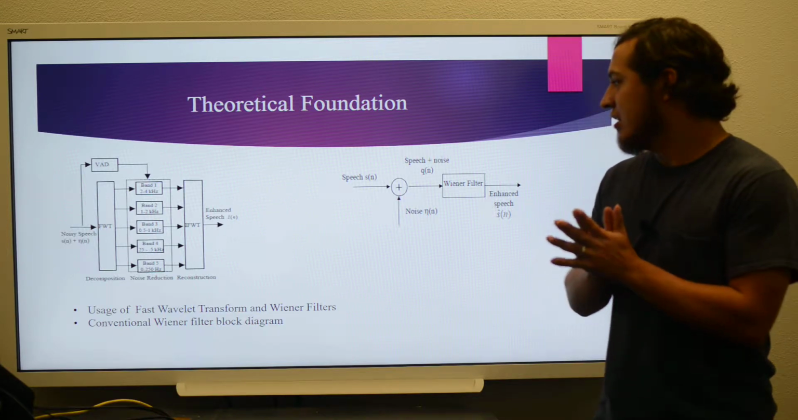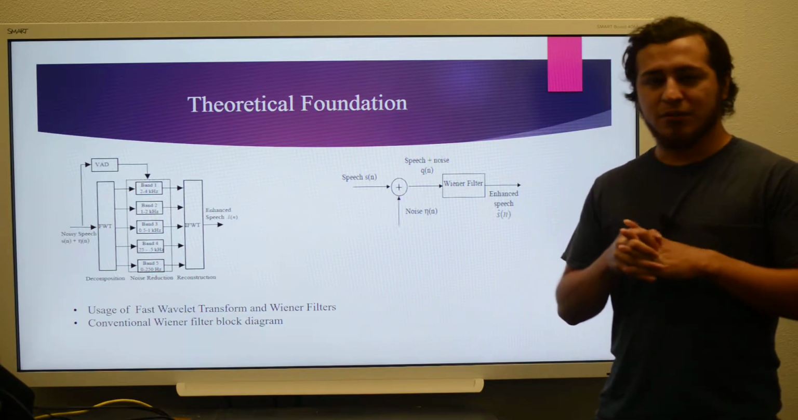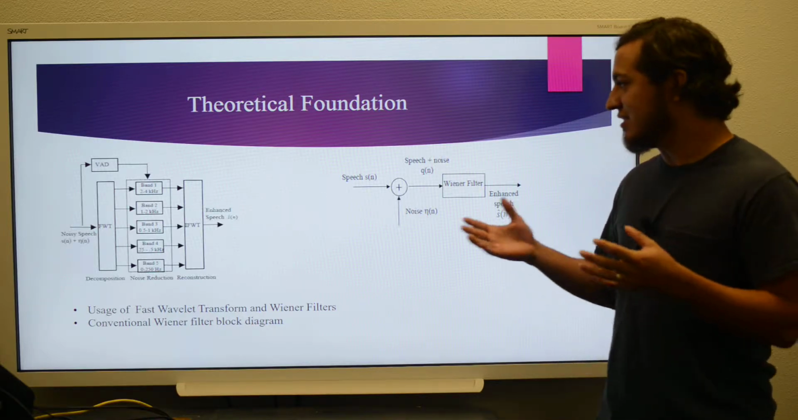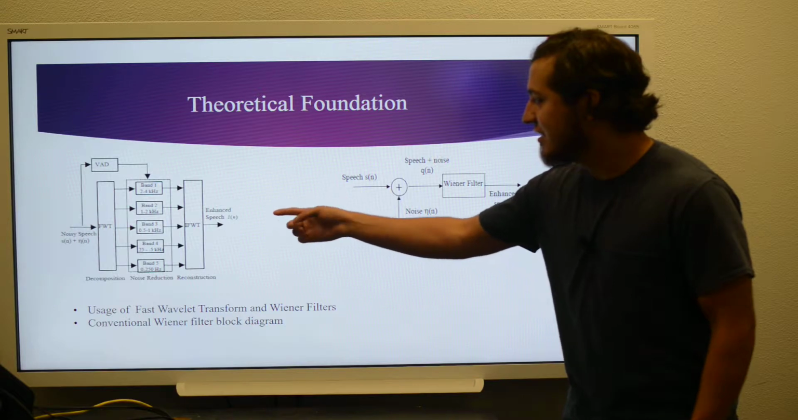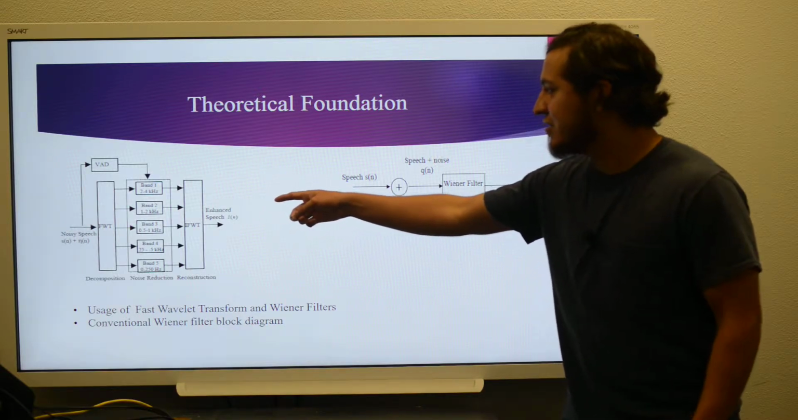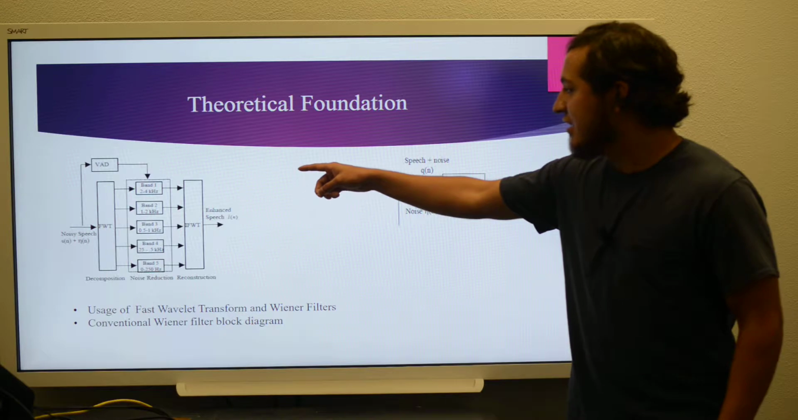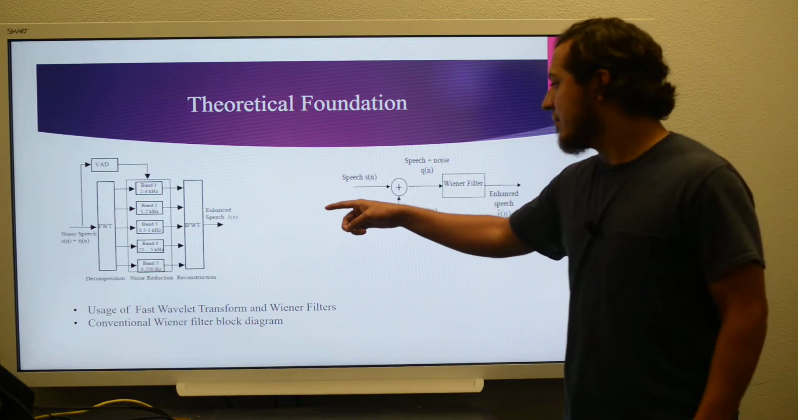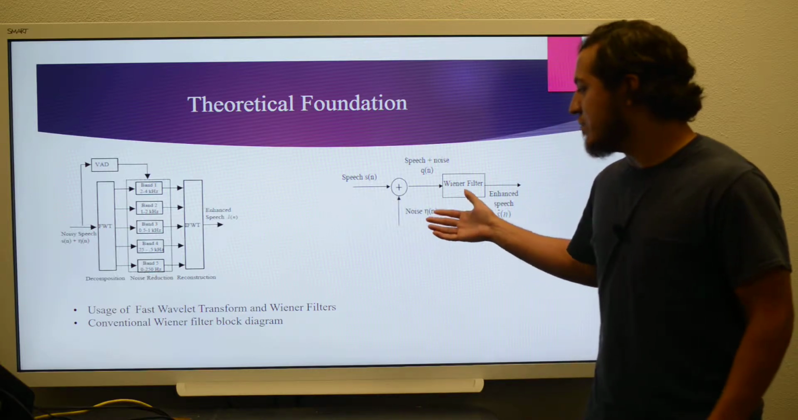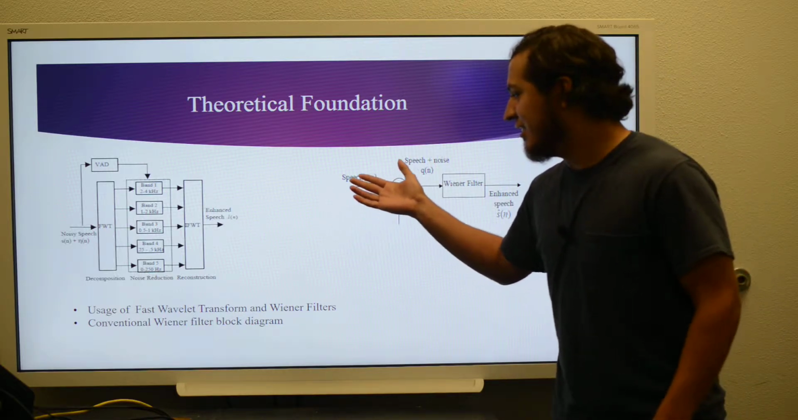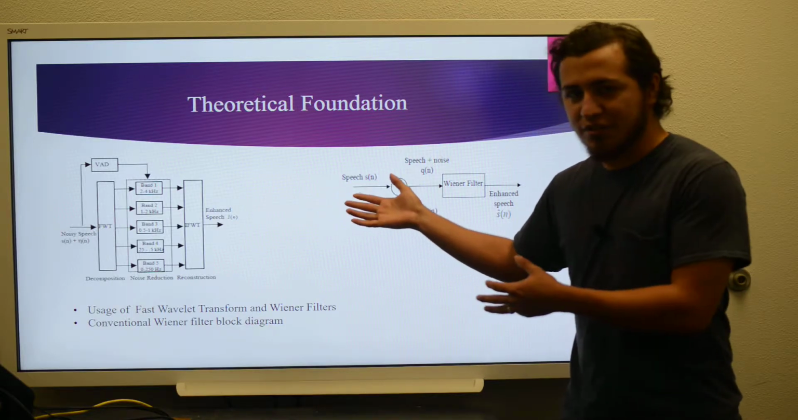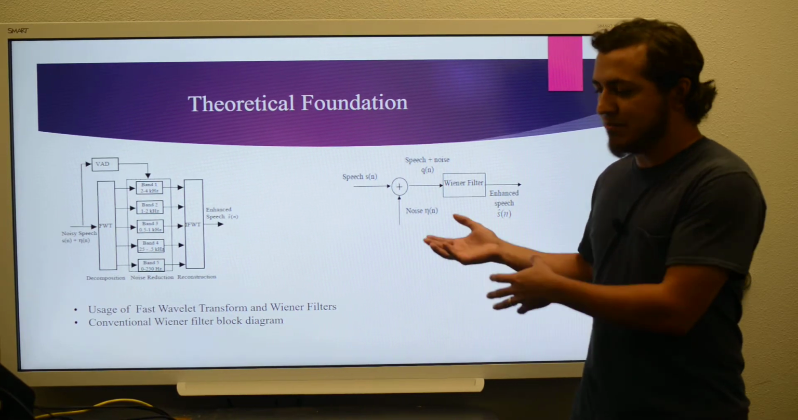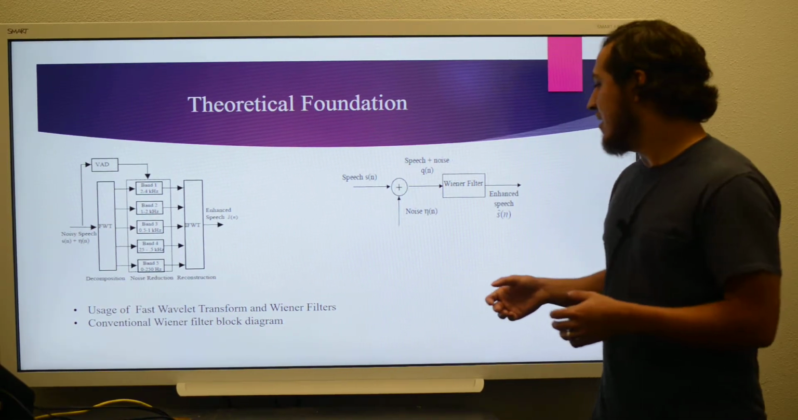The fast wavelet transform was used in order to get the wavelet coefficients from a noisy signal. As you can see in this diagram, a noisy signal is produced and entered into the fast wavelet transform, and there are 5 subbands that result. Finally, we have our enhanced speech, but this is just a conventional diagram without the actual input from the Wiener filter. This is just to show the process of decomposition and reconstruction from the wavelets.